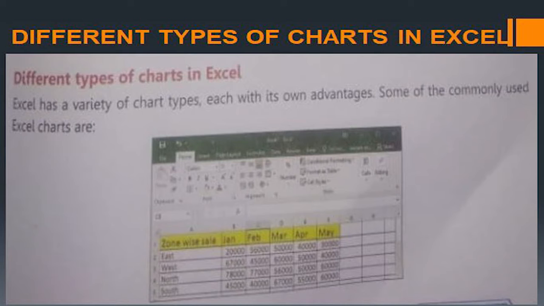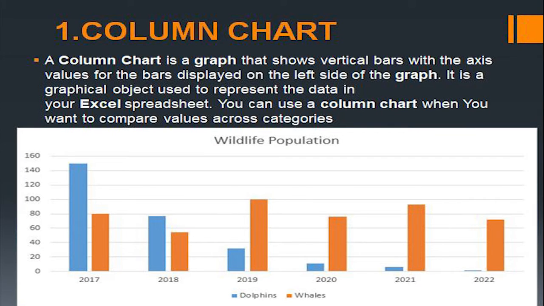Some of the commonly used Excel charts are: the first one is the column chart. A column chart is a graph that shows vertical bars with the axis values of the bars displayed on the left side of the chart. It is a graphical object used to represent the data in your Excel spreadsheet. You can use a column chart when you want to compare the values across categories.